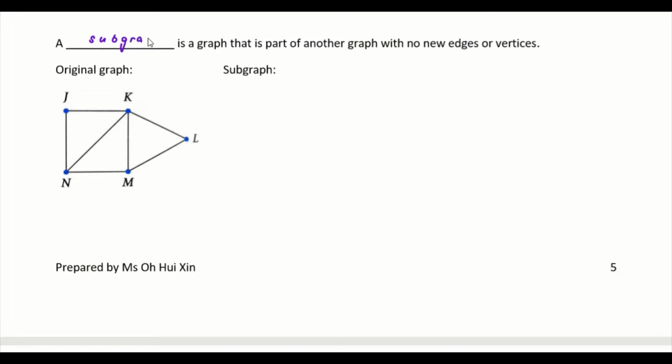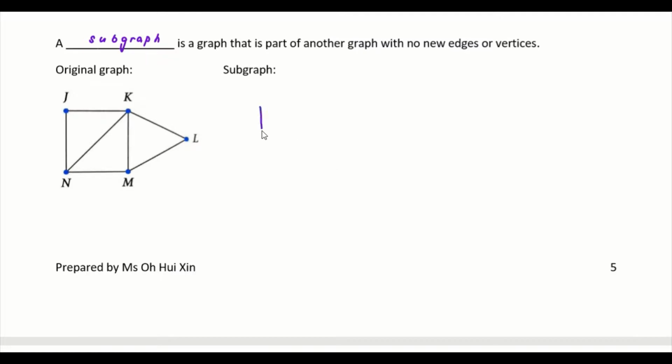So a subgraph is a graph that is a part of another graph with no new edges or new vertices added. For example, this is an original graph. So how do we draw the subgraph of this graph? You can take anywhere that you like.